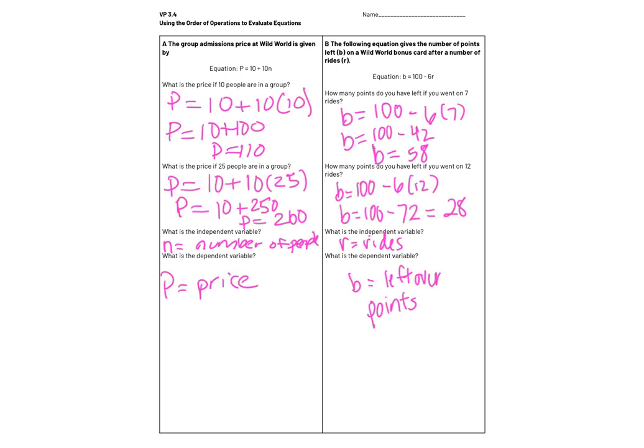All right, guys, these are the answers to the first two. It's very important that you understand what the independent and the dependent variables are. Remember, independent means that nothing relies on it, and dependent means something does rely on it, like the price depends on how many people. The leftover points depend on how many rides taken. Okay, so going into page 2, that should have been your thought process.